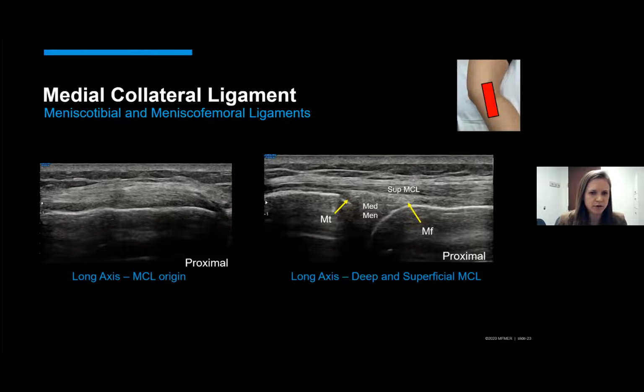And then in this coronal plane, you can also see the body of the medial meniscus just deep to the MCL. And so this is an important place to look for loose meniscal fragments that may set up kind of in the gutters between the superficial MCL and the deep MCL.